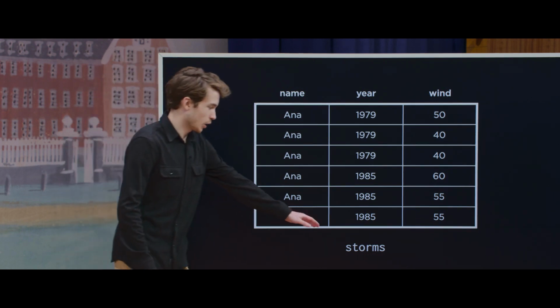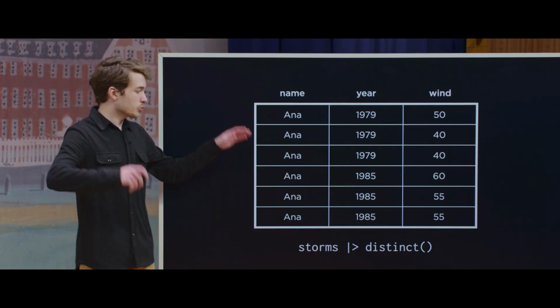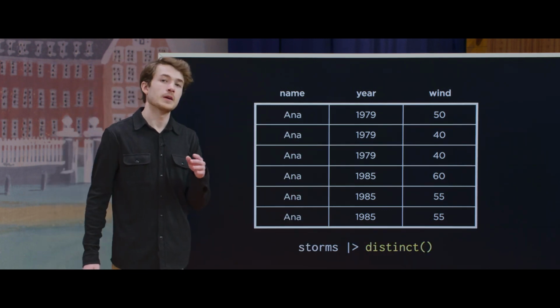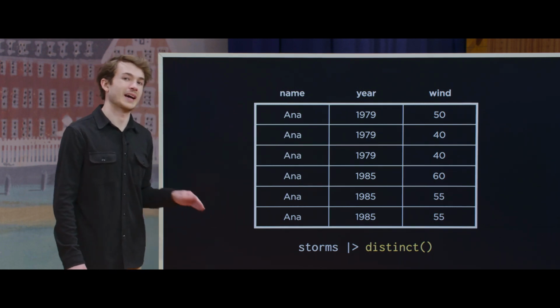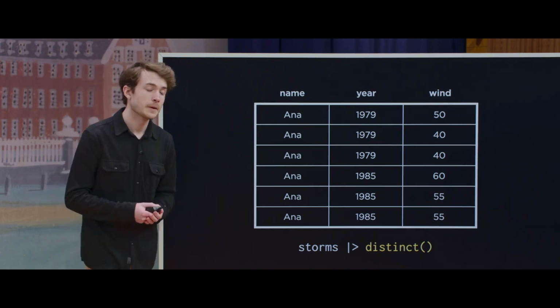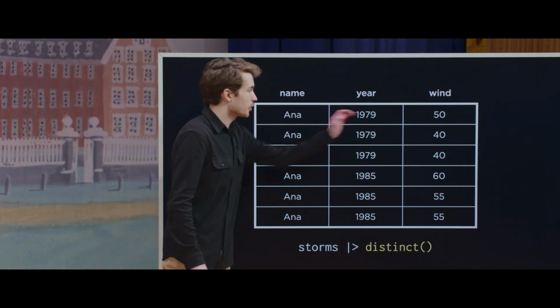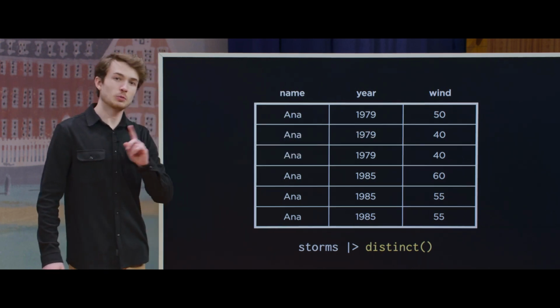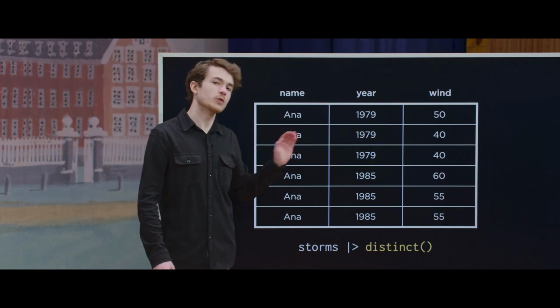Now, I could pass, like we saw before, this storms example table to distinct. And if I were to run it, well, what would happen? By default, distinct tries to find duplicate rows in my data. But then the question is, how does it know which rows are duplicates? Well, by default, distinct looks at all the values in all the columns and determines if a row is a duplicate when it finds all those values in all the values of another row.